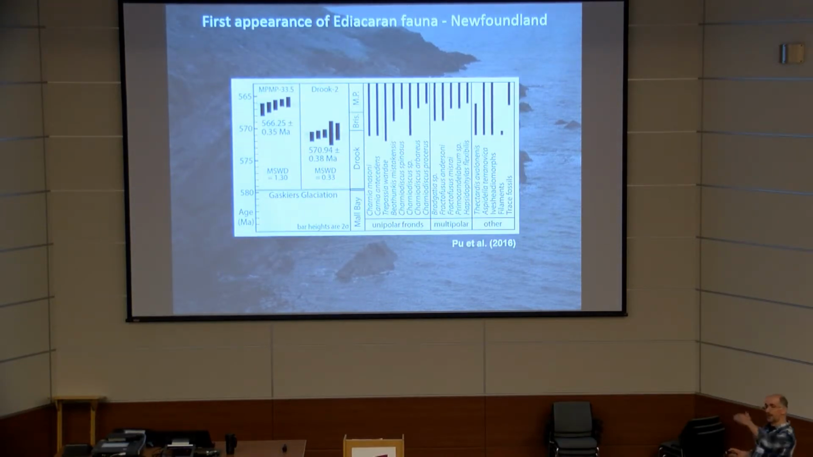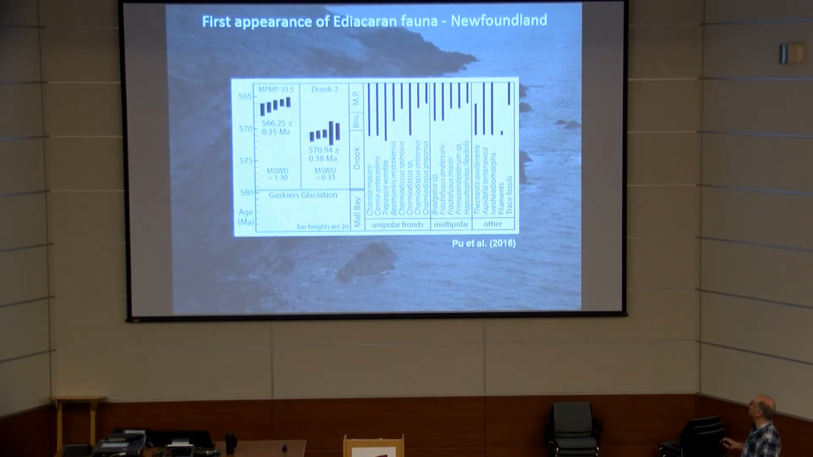Now, additional data from higher up in the section, from the Drook Formation and also from the Mistaken Point Formation, shows basically this date, 570.94, about the same level as the first occurrence of Ediacarans in the section in the southern Avalon. And that one is from within the Mistaken Point Formation, within the range of Ediacarans.